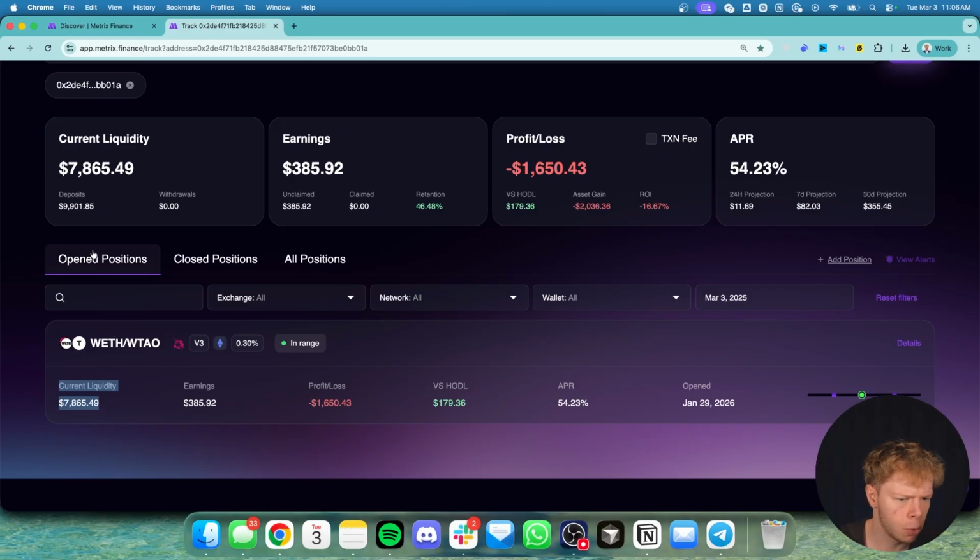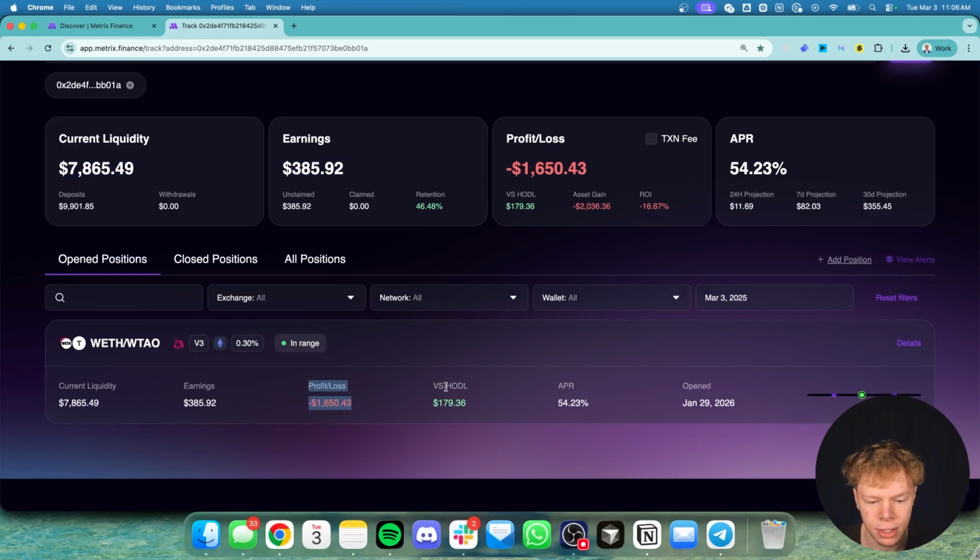And since I only have one pool open on this wallet right now, you can see actually my overall deposit of $9,900. Now, I'm down $1,650. That looks at the fact that I lost $2,000 from my deposit going from $9,900 to $78.65. But then I gained $385 in earnings. That's how the profit loss is calculated.